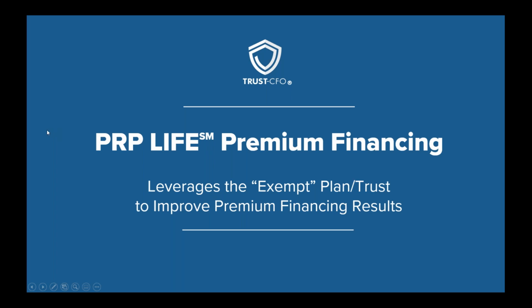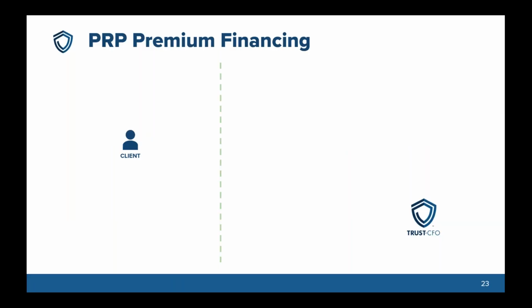What I'm going to share with you is a couple of ways to enhance and improve the premium financing results using an exempt trust. So in the premium financing model, what we're going to do is have the client say, TRUST-CFO and referring advisors here, we want to set up one of these private retirement plans and trusts, and we have a lot of assets that are going to go into this bucket.